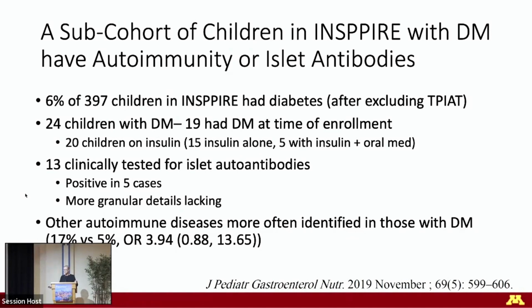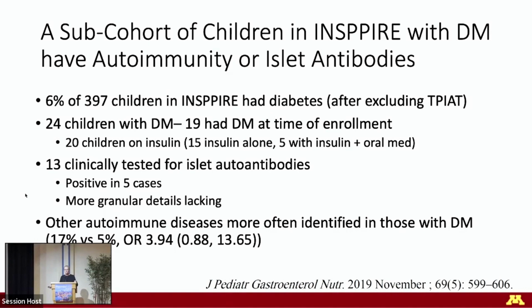But what was interesting here is that we had collected some limited data on whether children were tested for islet autoantibodies, which I'll talk a little bit about what I mean by that in the next slide. But they're common markers that are used in clinical practice by endocrinologists for looking for evidence of type 1 diabetes. And in those 13 cases that were tested, actually 5 of them were positive. So often when tested, there was actually a high proportion of patients who seemed to have evidence of type 1 diabetes. And then along with that, we saw other autoimmune diseases more commonly in those patients who had diabetes.